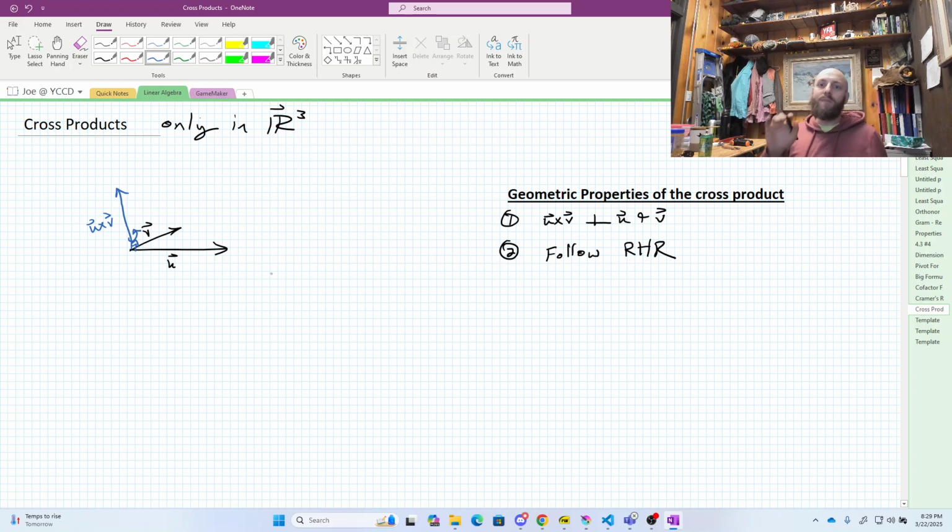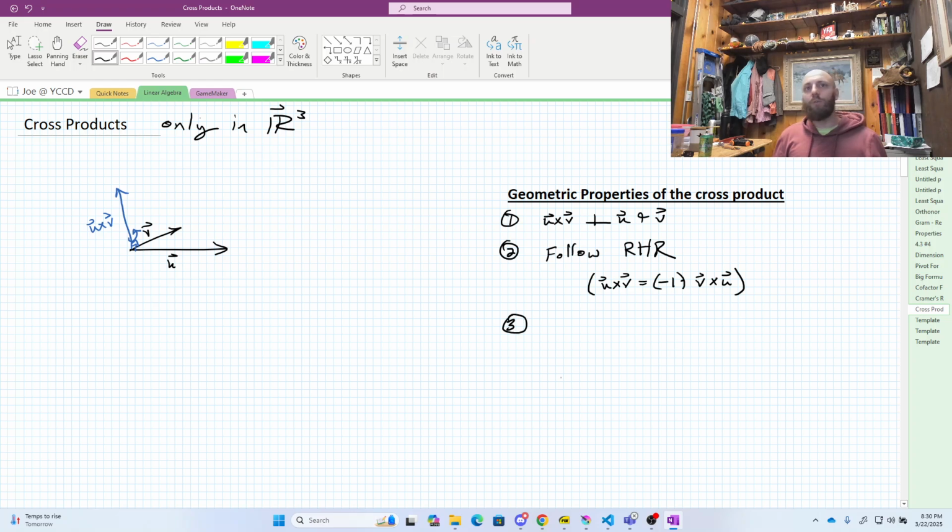Now, that means that if I did v cross u, it points the opposite direction, right? So this is just a consequence, not something that we're going to put in as our geometric properties, but a consequence is that u crossed v is -1 times v crossed u. So doing it in the other order gives you the same vector but pointed in the opposite direction.